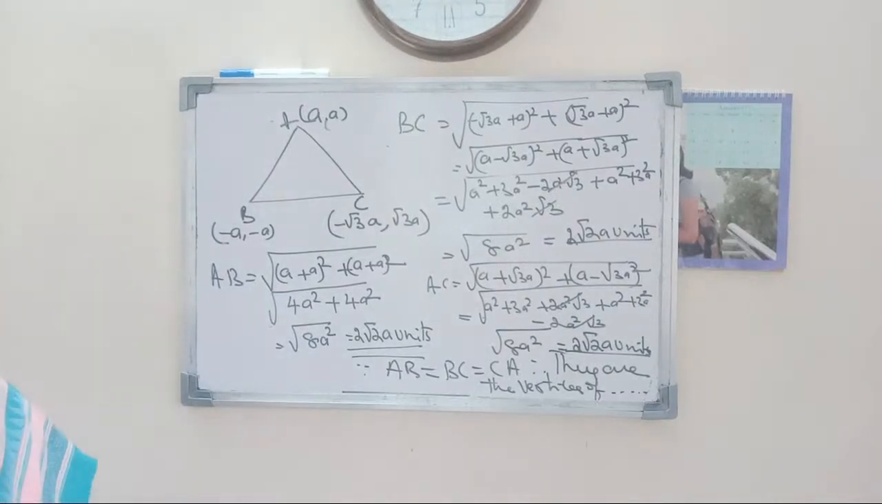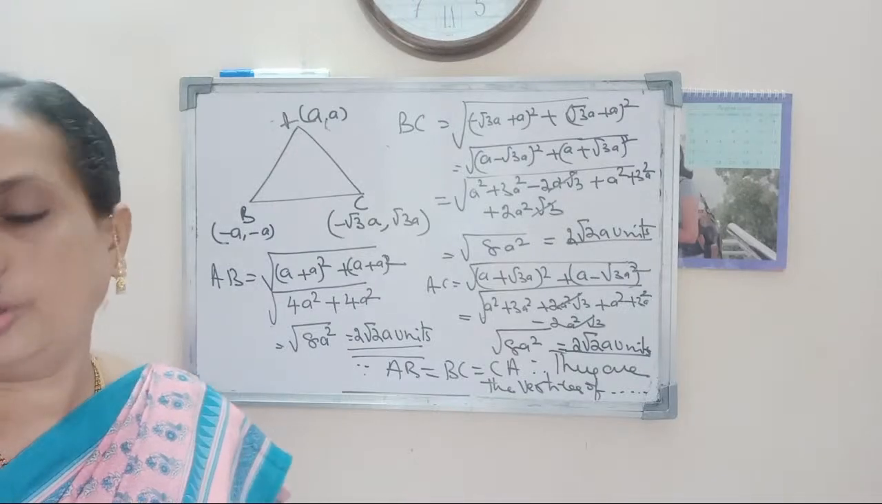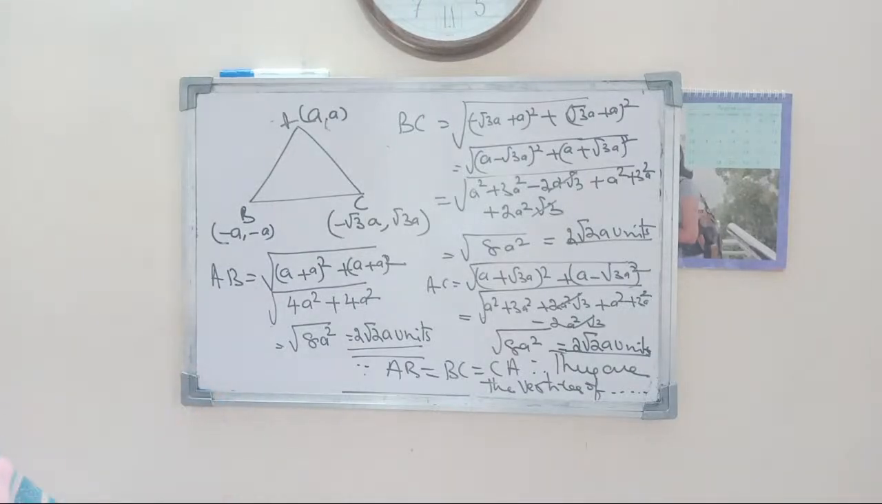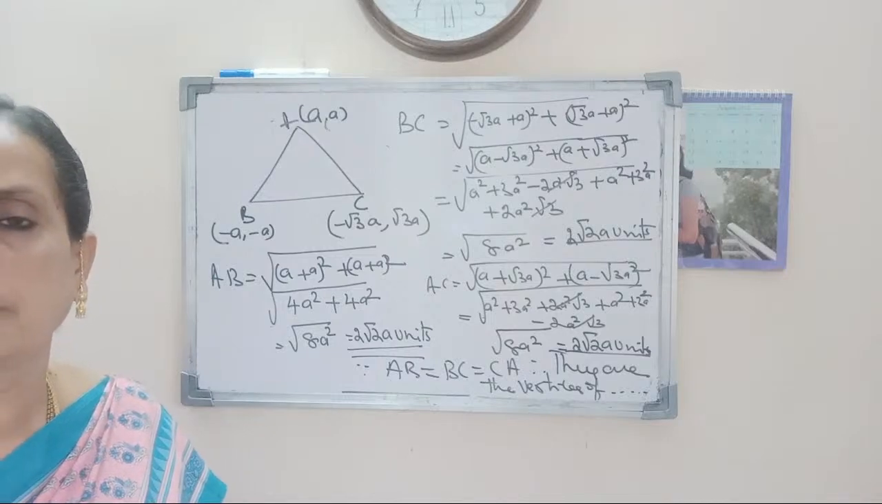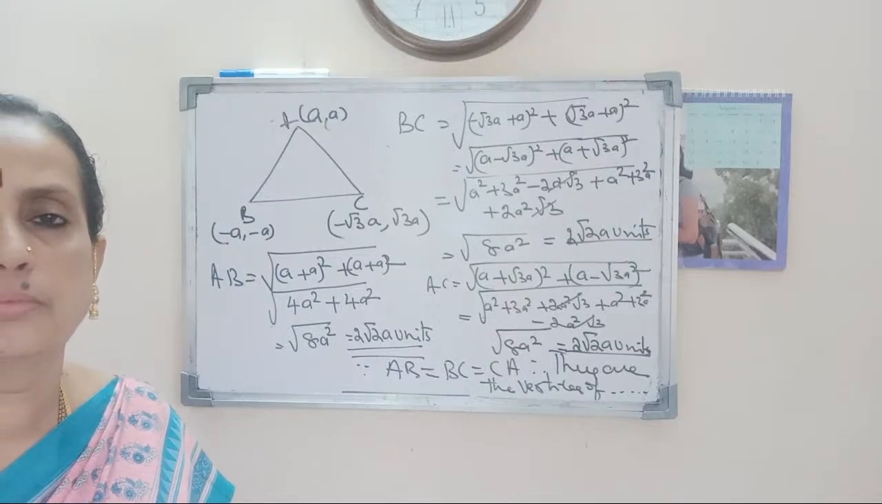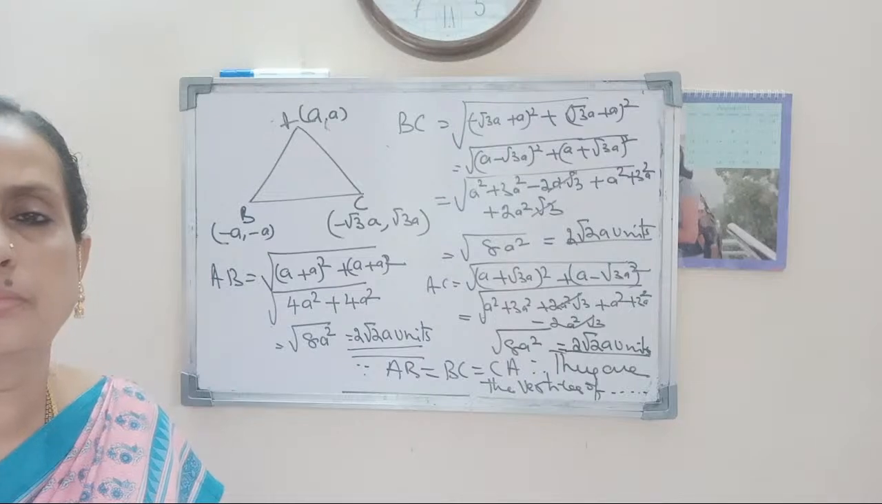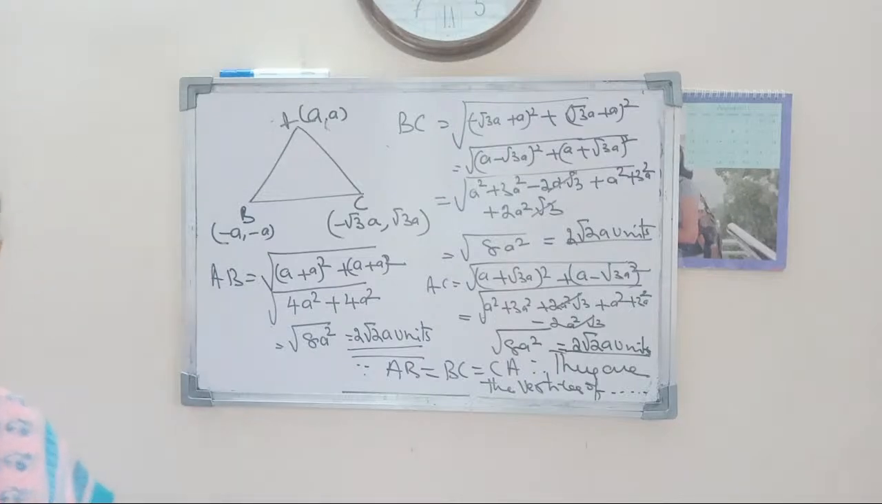Since all three sides are equal, they form the vertices of an equilateral triangle. Is it clear to everybody? Yes.